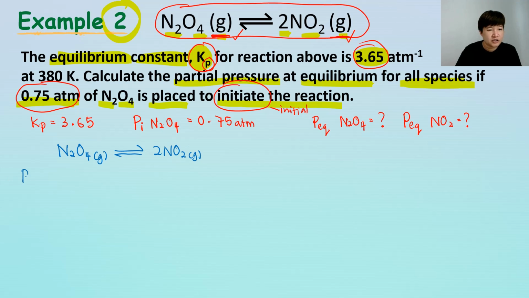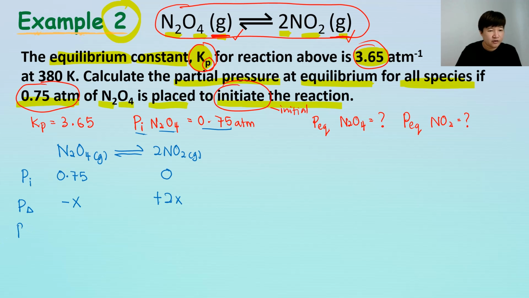Start off with the partial pressure initial. Partial pressure initial of N2O4 is given, 0.75. Put it in, and the product will be definitely 0, as always, product at the beginning is 0. The partial pressure change here will be minus X because it's a reactant, it will decrease along the experiment. Over here, plus 2X. It's a plus because it's a product where the partial pressure will increase, and it's 2X because the coefficient is 2. So that is your changes.